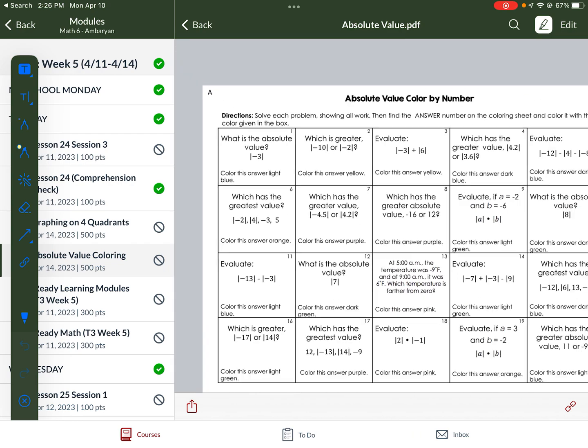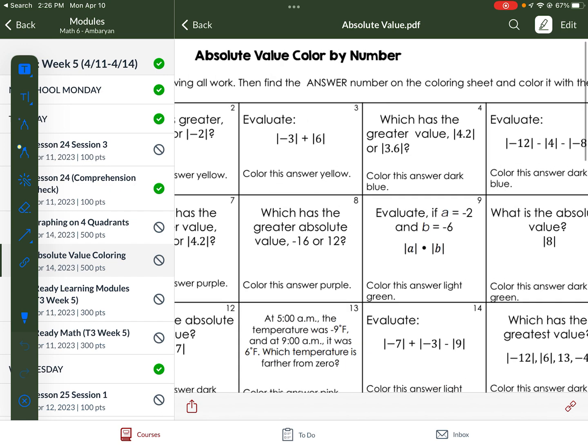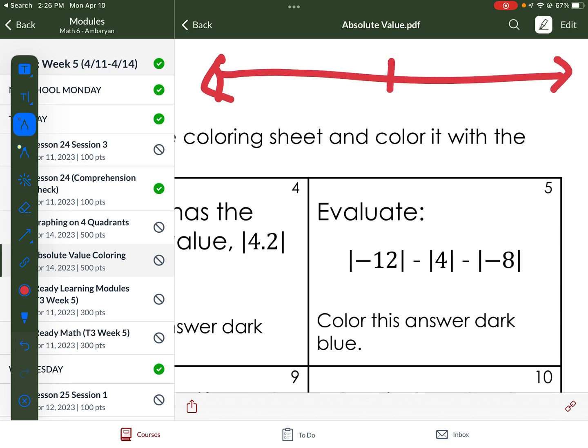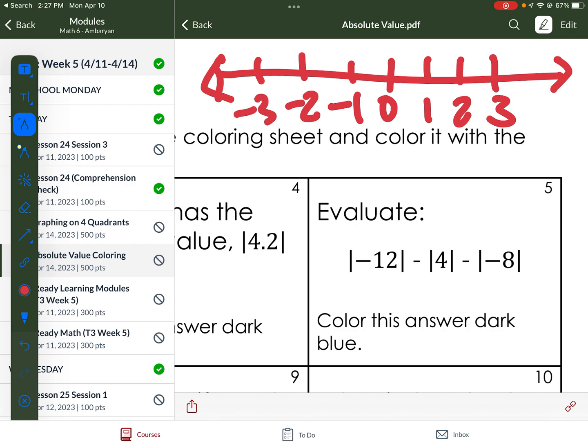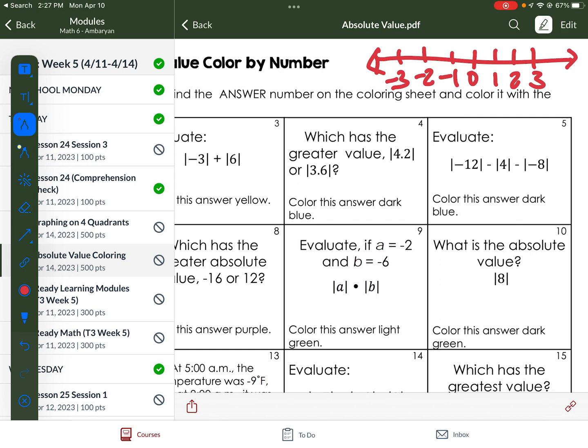So absolute value is how far away a number is from 0 on a number line. So if I have a number line like this, arrows, and I have 0, 1, 2, 3, and then -1, -2, -3, and I could put other numbers on it, but we're just going to leave it like that. Doing the absolute value is stating how far away is that number, whether it's positive or negative, from 0.